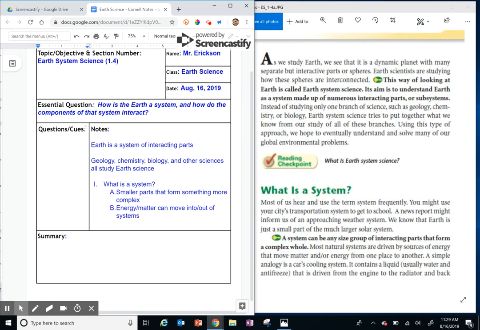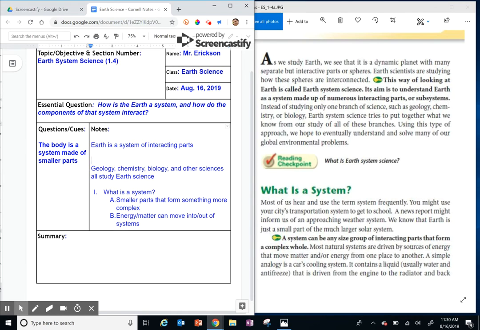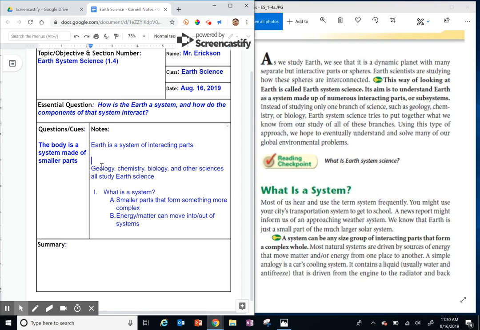So the Earth is a system of interacting parts. That makes me think of something else that I'm going to put as a cue. The body is a system, right? It's made of, like, a digestive system and a cardiovascular system, made of smaller parts. So this section off to the side can be used to write down what we call cues, or things that maybe this makes you think of.